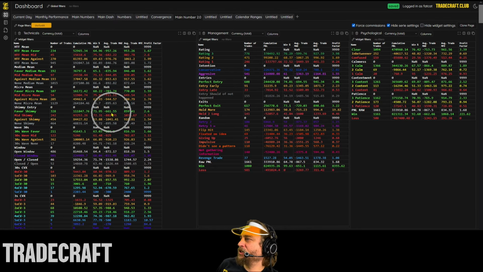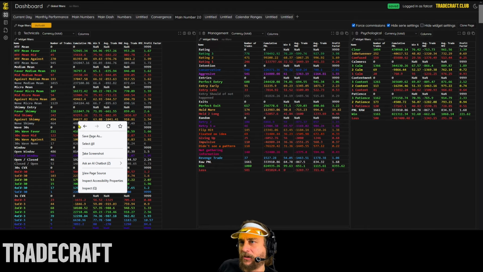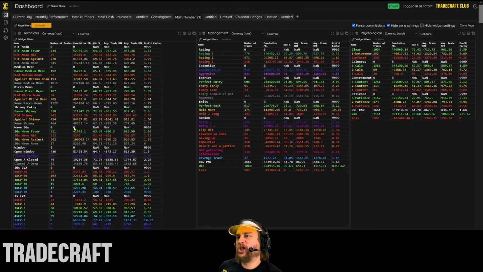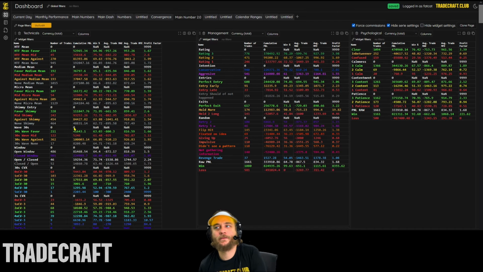So for me, this is just over 4 ticks. It has the highest profit factor. Now, I perform well on all of these. The best one is favor, followed by really this rotation. So favor is the best for both of us. Mid is the second best. Against is the third best. And when there are no shimmies available, basically there's no volatility, it performs the worst for us, which tells us volatility is important for traders.